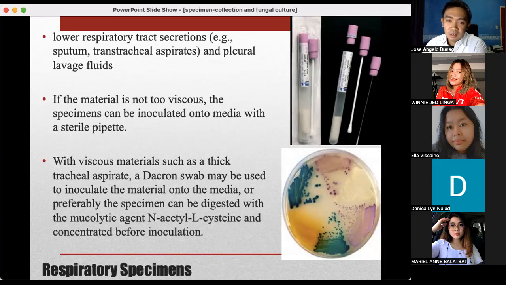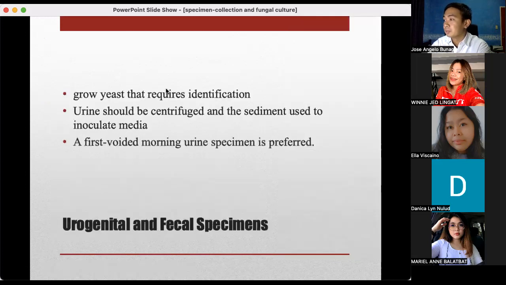And for very viscous specimen naman, you could use your N-acetyl cysteine, a mucolytic agent, para po ma-digest yung ating mga viscous specimen.